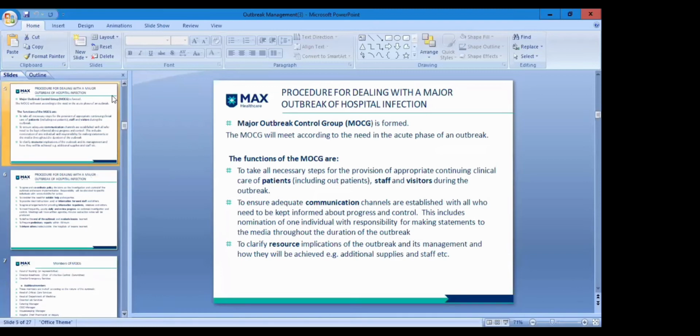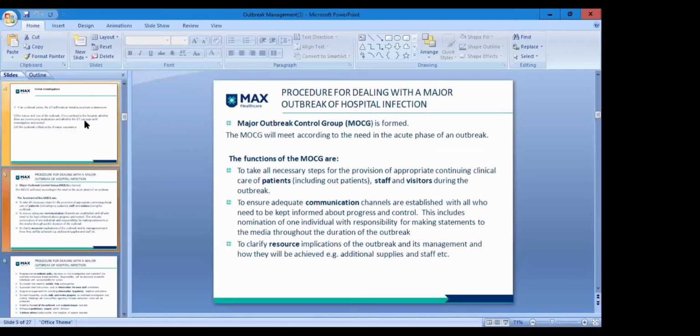So, the procedure for dealing with an outbreak: a major outbreak control group is usually formed. This major outbreak control group, we call it MOCG, will meet according to need in the acute phase of the outbreak. The functions of the MOCG are to take all necessary steps for the provision of appropriate continuing clinical care of the patients, staff and visitors during an outbreak. So the major control group will take all three into account: the patients having the outbreak, the staff and the visitors.